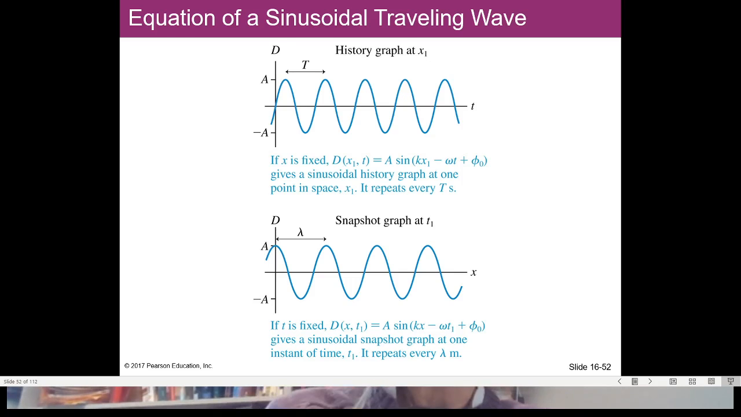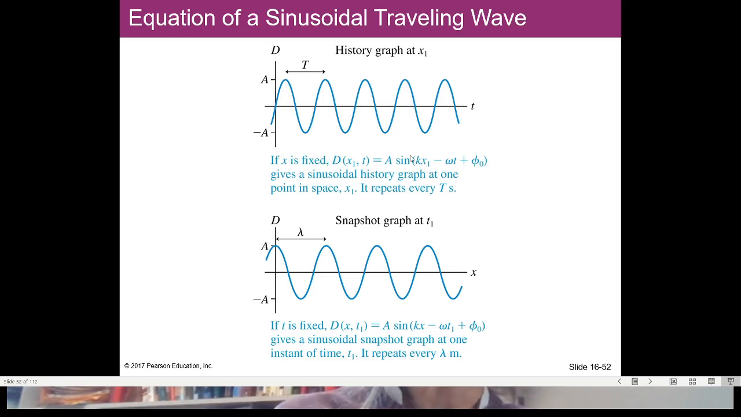All right, so let's look again at some graphs and how they're related to the equation of the sinusoidal traveling wave. Here we have a history graph at x1. Here we have a snapshot graph at t1. Notice that it's sinusoidal whether I graph it in terms of t or graph it in terms of x. Why is that? Well, if you look at the equation for d as a function of x and t, notice that it's sinusoidal in both variables.